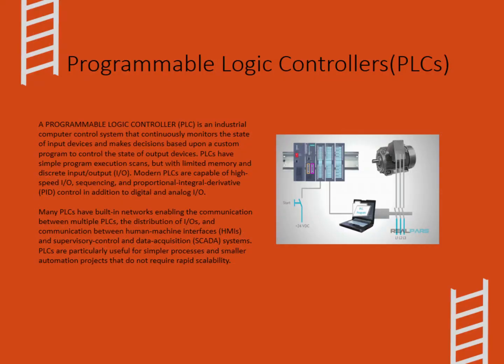A PLC is like the brain of a small automation system. It constantly checks inputs, like sensors, and then sends outputs, like turning on motors, based on programmed logic. They're simple, reliable, and widely used in industries for basic control tasks. Modern PLCs are fast, support both analog and digital I/O, and can even connect to networks.